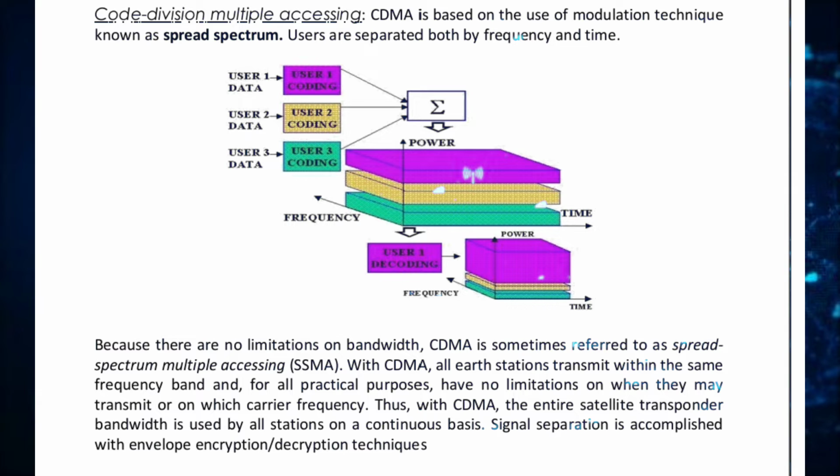With CDMA, all earth stations transmit within the same frequency band and, for all practical purposes, have no limitations on when they may transmit or on which carrier frequency. Thus, with CDMA, the entire satellite transponder's bandwidth is used by all stations on a continuous basis. Signal separation is accomplished with envelope encryption and decryption techniques.